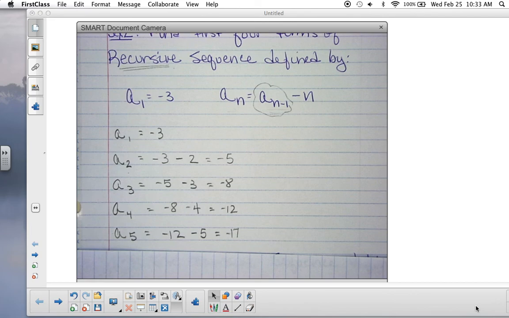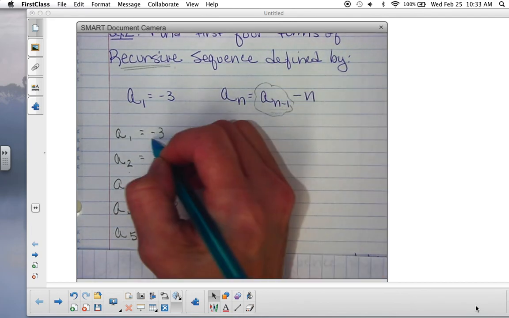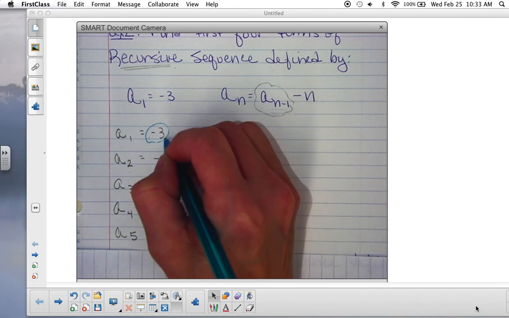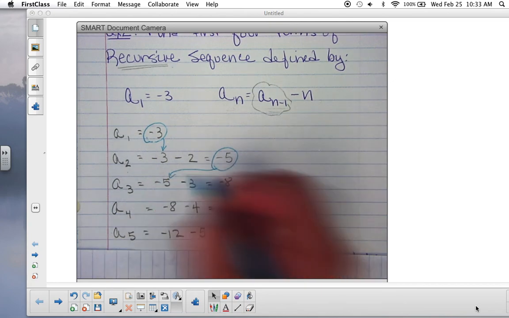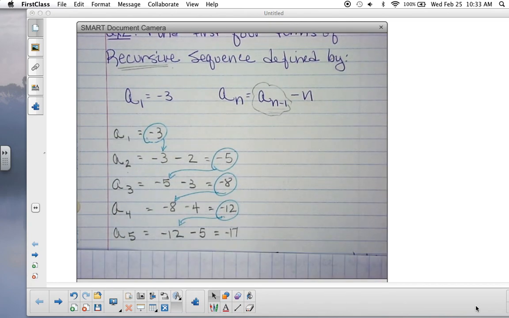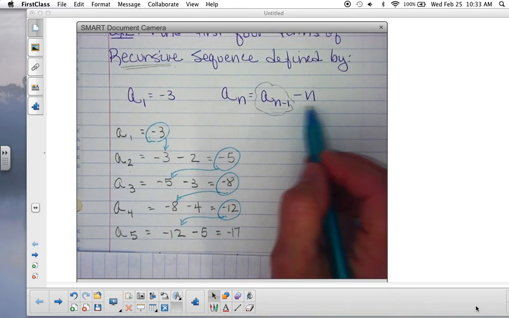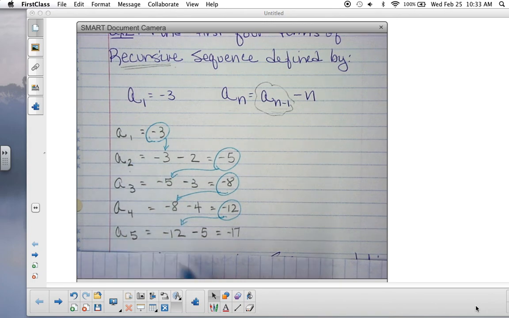So again, the idea is that you don't really subtract 1 off of anything. You just take the answer that you just had. The first answer plugs into the second one there. The second one plugs in there. Then this one plugs in there. And this one plugs in there. And this time, instead of adding 5, my rule was minus n, so I had to subtract whatever this little number was.